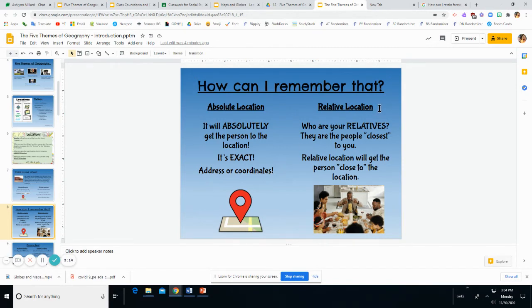But relative location, think about this, the word relative. Who are your relatives? They are people that you are the closest to. Your brothers, your sisters, your parents, your cousins, your uncles, your aunts. Those are your relatives. Those are family members that you are close to. So just remember that relative location is what's close to the location. It will get the person close to the location, but not exactly to that point.